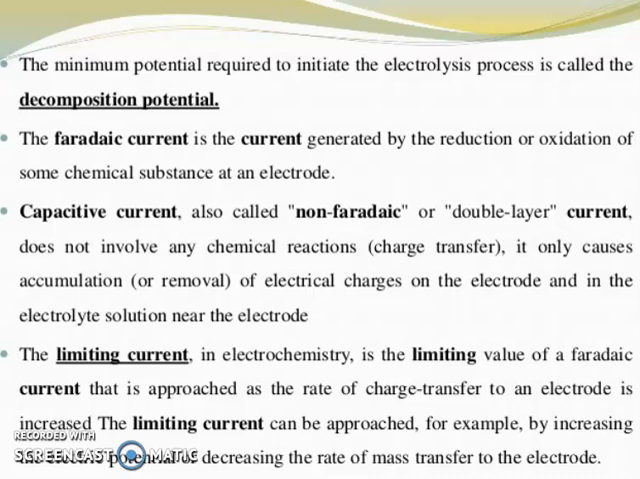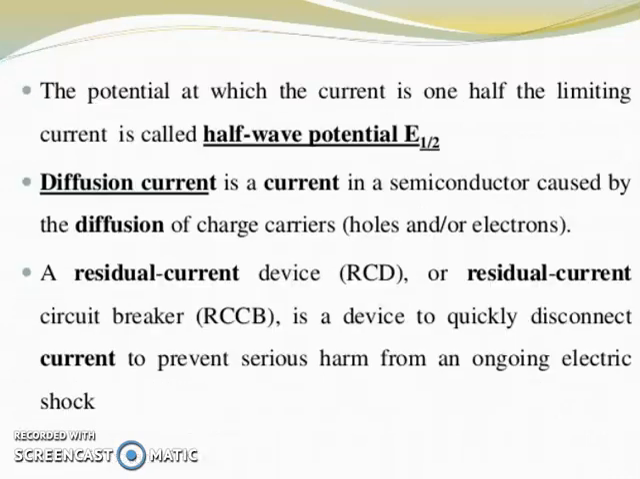The limiting current in electrochemistry is the limiting value of Faradaic current that is approached as the rate of charge transfer to an electrode is increased. The limiting current can be approached, for example, by increasing the electric potential or decreasing the rate of mass transfer to the electrode. The potential at which the current is one half the limiting current is called the half wave potential, E half. It is very important for scientific papers. Diffusion current is a current in a semiconductor caused by the diffusion of charge carriers, holes or electrons.